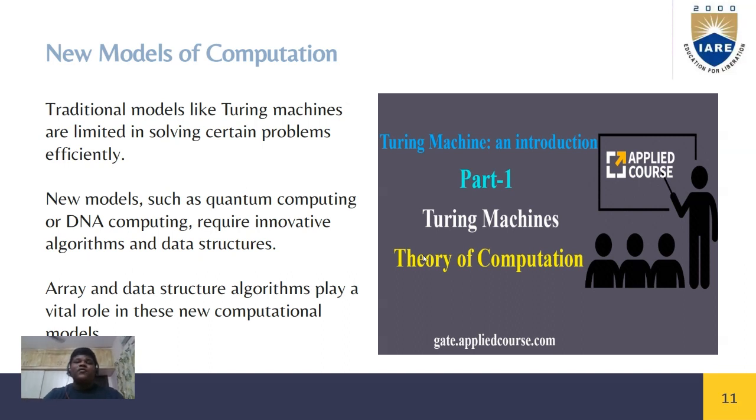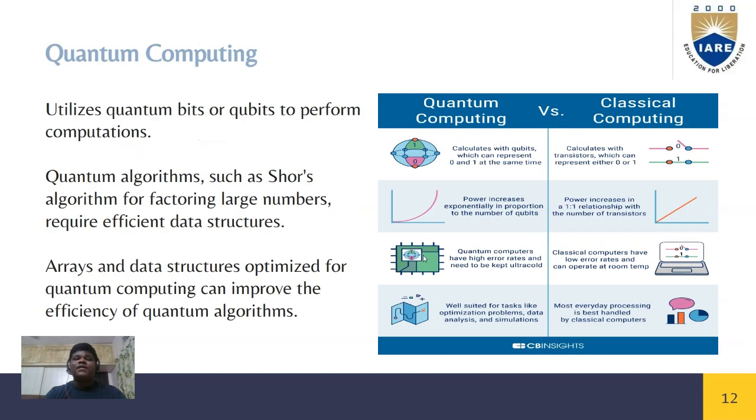New models of computation. Traditional models like Turing machines are limited in solving certain problems efficiently. New models such as quantum computing or DNA computing require innovative algorithms and data structures. Array and data structure algorithms play a vital role in these new computation models.